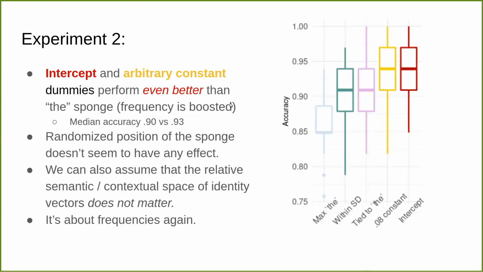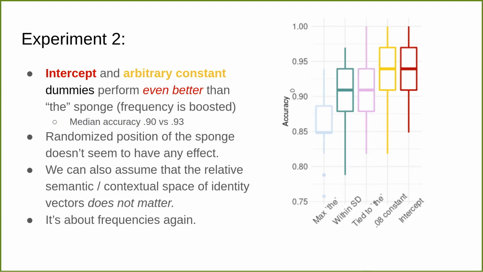So we repeat the same procedure of classification, now with these dummy embedded words. What we can see is that in the experimental setups where the frequency is boosted, the frequency is larger than "the," the intercept and arbitrary constant can even outperform the previously seen vectors of "and" and "the," which achieve a median accuracy of, let's say, 90%, and they even boost this because the frequency is boosted.